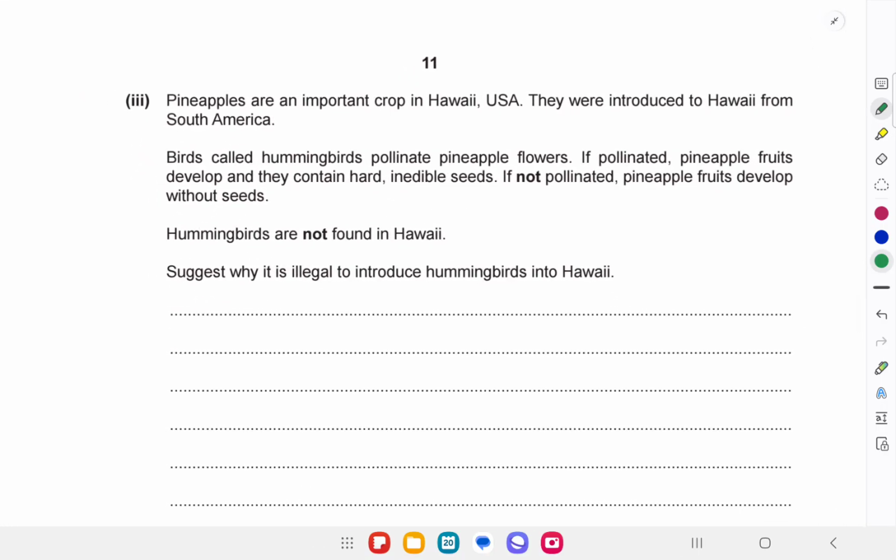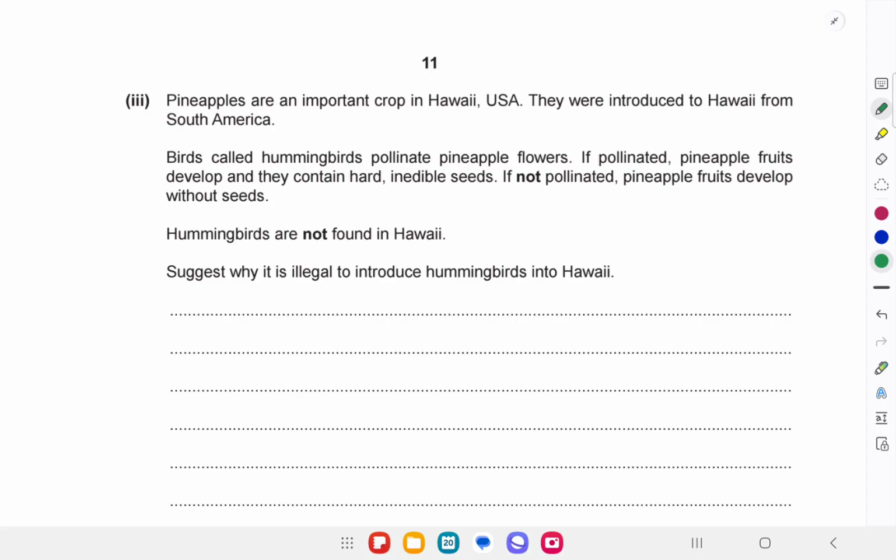Pineapples are an important crop in Hawaii, USA. They are introduced to Hawaii from South America. Birds called hummingbirds pollinate pineapple flowers. If pollinated, pineapple fruits develop and they contain hard, inedible seeds. If not pollinated, pineapple fruits develop without seeds. Hummingbirds are not found in Hawaii. Suggest why it is illegal to introduce hummingbirds into Hawaii.